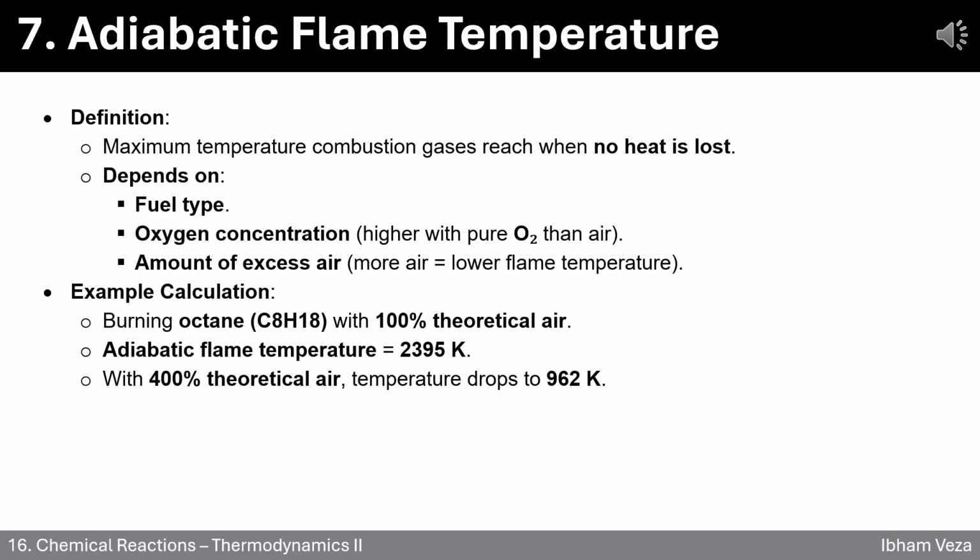For example, burning octane, C8H18, with just enough air or 100% theoretical air gives a flame temperature of 2395 K. But if you increase to 400% theoretical air, the temperature drops sharply to 962 K. This shows why controlling air input is crucial in designing combustion systems.